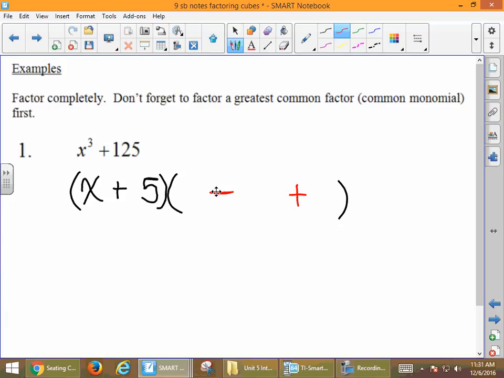To finish, x cubed divided by x is x squared. We had 3 x's, we took out 1, we still have 2. 125 divided by 5 is 25. You can type that in your calculator. Notice where we put that. This is important because of the sign. And lastly, x times 5 goes here.